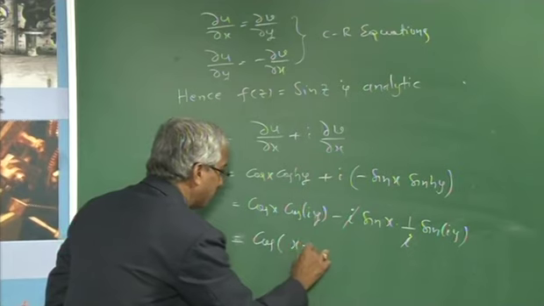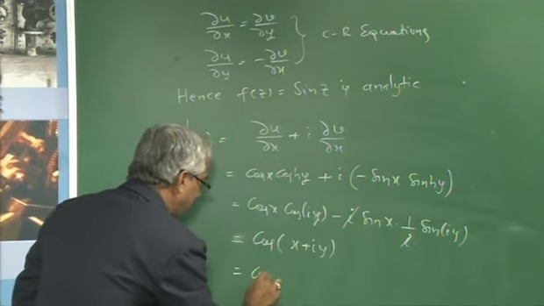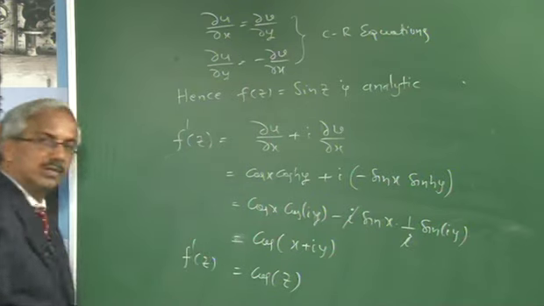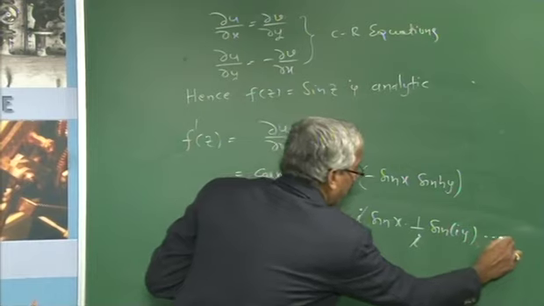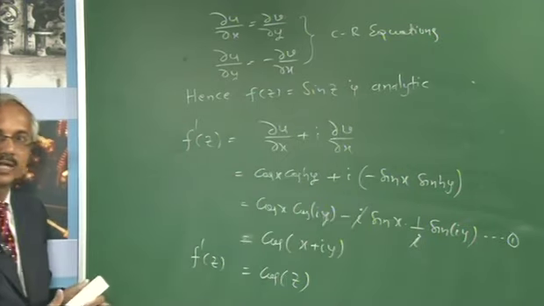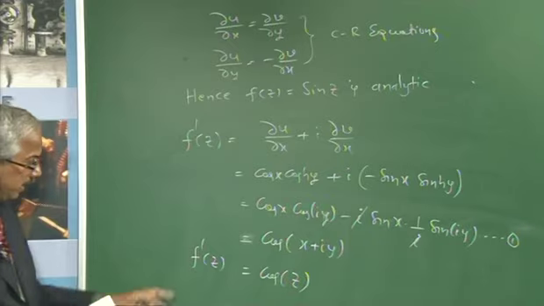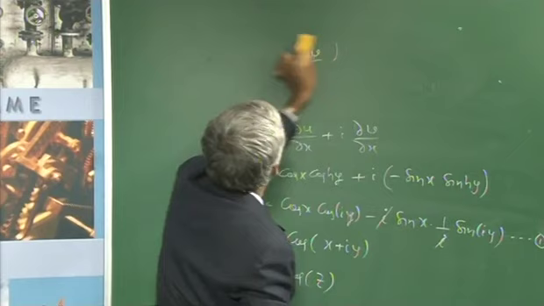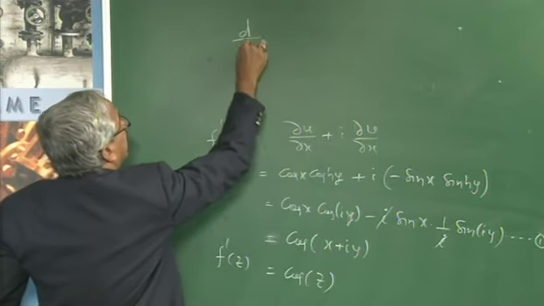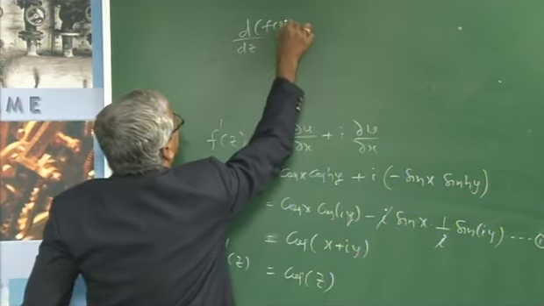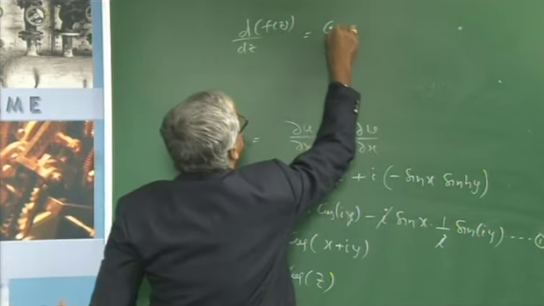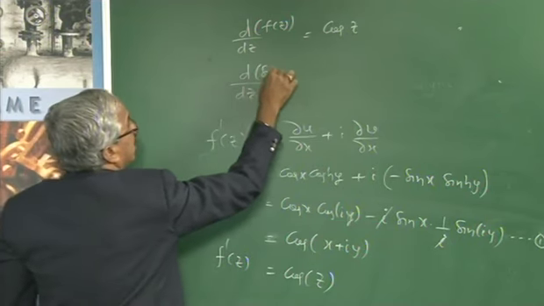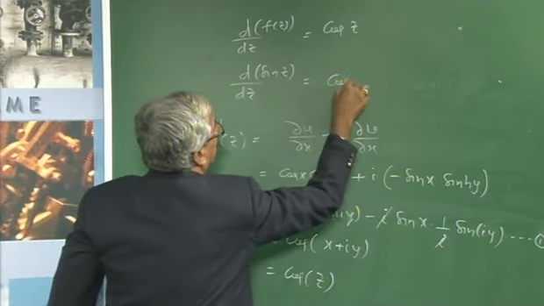which gives cos of x plus iy. Therefore, this gives cos z. Then f dash z is equal to cos z. I can call this one as 1 because I want to use the Milne-Thomson method. Therefore, I can find out this one. So this gives d by dz of f of z is equal to cos z. Therefore, d by dz of sin z is equal to cos z.